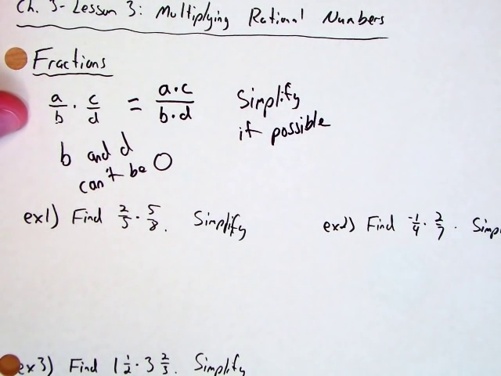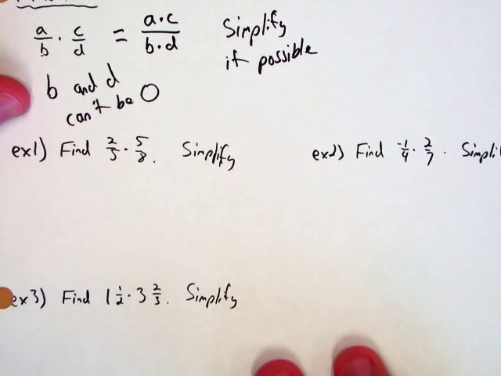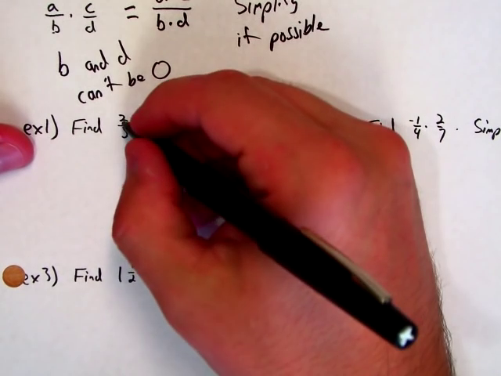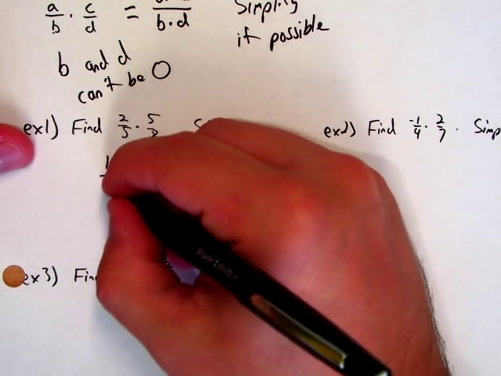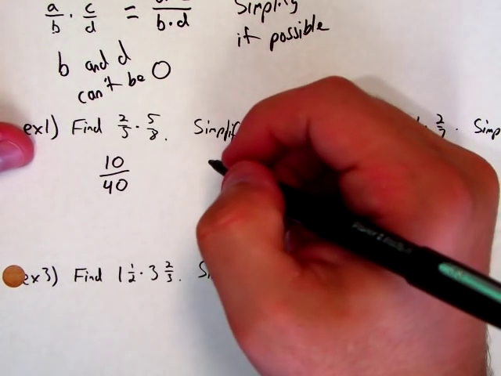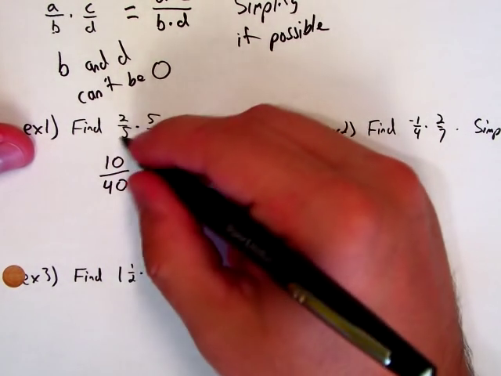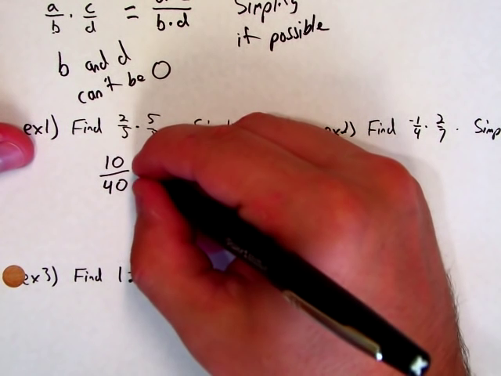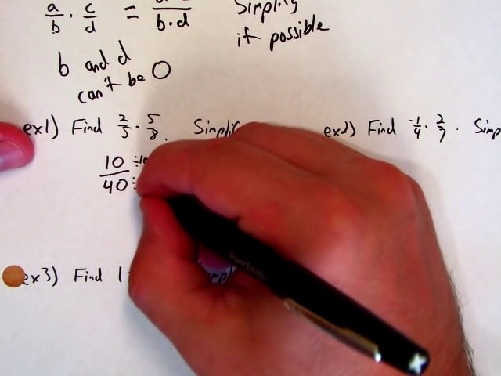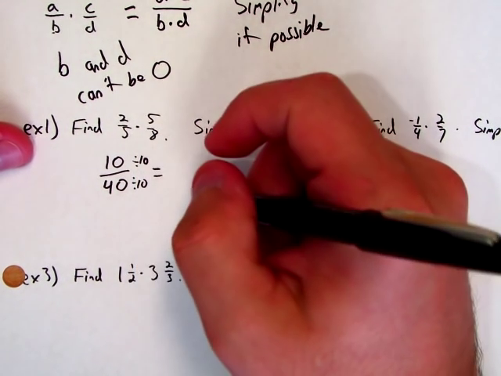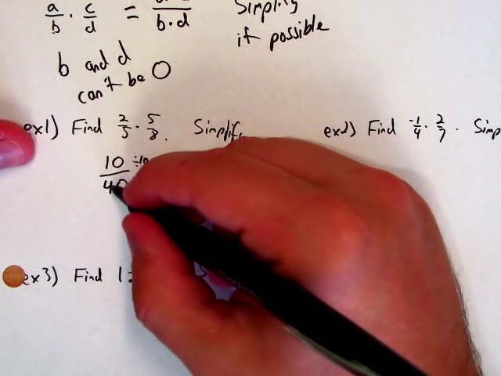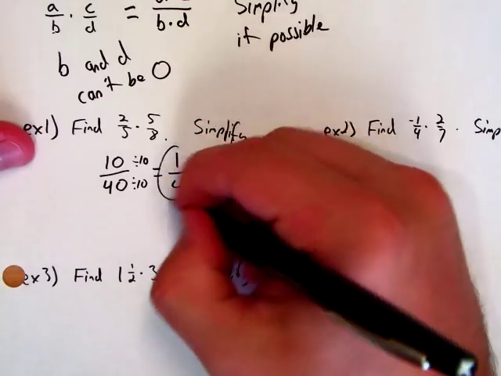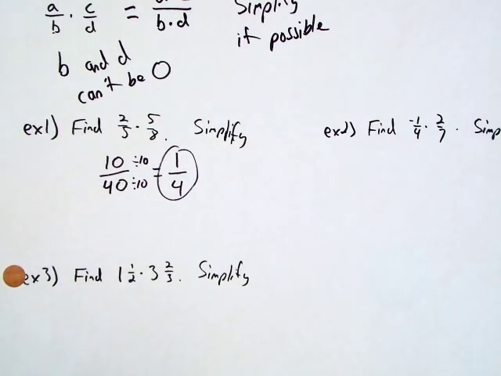So, let's go through some examples here. Example 1, find 2/5 times 5/8. So, 2 times 5 is 10, and 5 times 8 is 40. This can be simplified. They both have a common factor of 10. So, if I divide both the numerator and the denominator by 10, 10 divided by 10 is 1, 40 divided by 10 is 4. So 2/5 times 5/8 is 1/4.